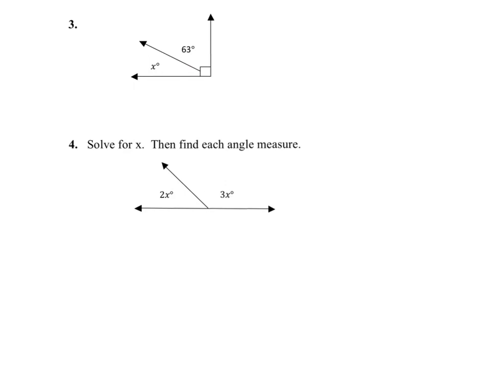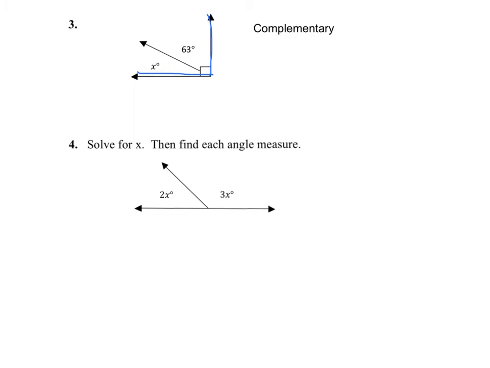So let's look at number 3. If you notice in number 3, we have a right angle. And if it is a right angle, it is known as complementary angles. Remember, complementary forms a corner. It equals a right angle, which is equal to 90 degrees.